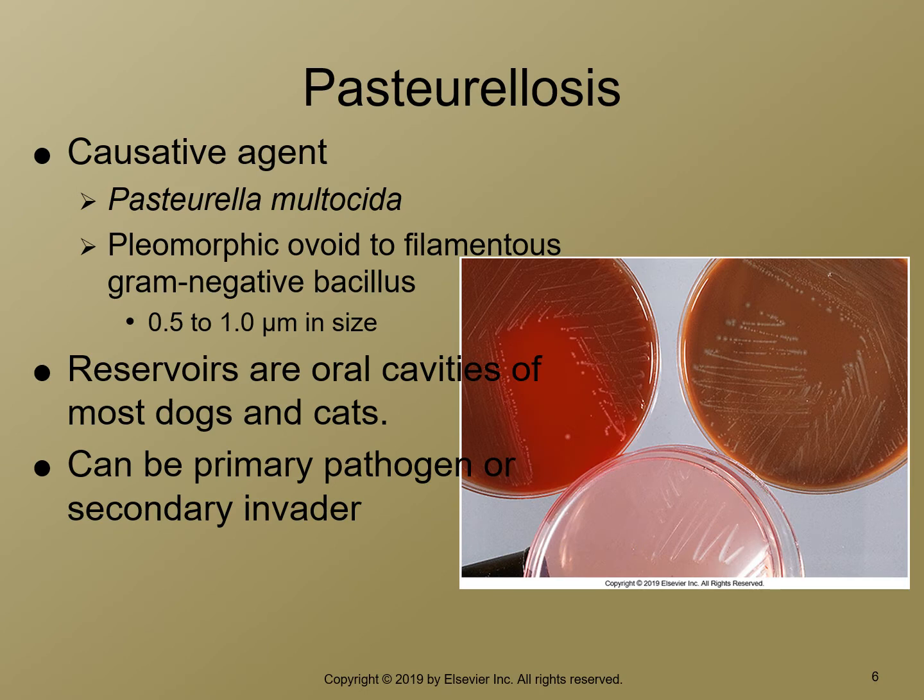The first infection we'll talk about is pasteurellosis. This is an infection that we discussed previously, with the causative agent being Pasteurella multocida. Pasteurella is a pleomorphic gram-negative rod that can be found in the oral cavities of most dogs and cats. This organism can pose as a primary pathogen or a secondary invader. On the right, you'll see plates with Pasteurella growing in culture. So there's a blood agar, a chocolate, and a MacConkey plate.